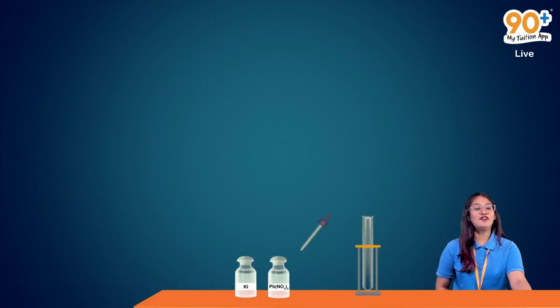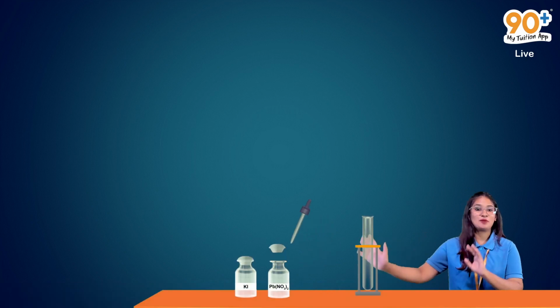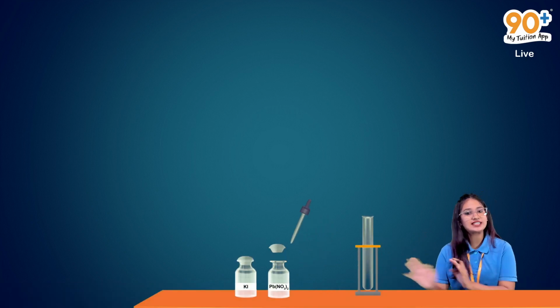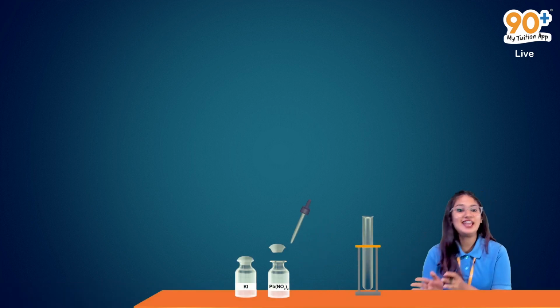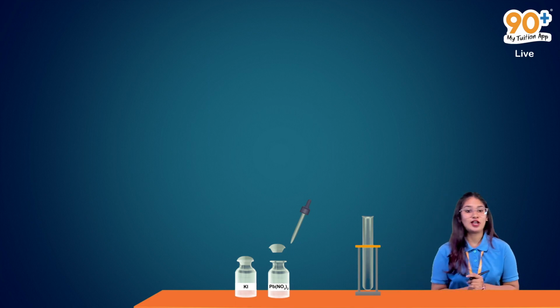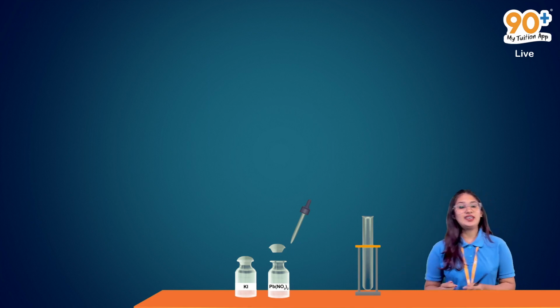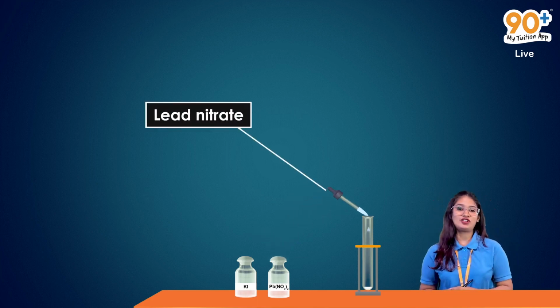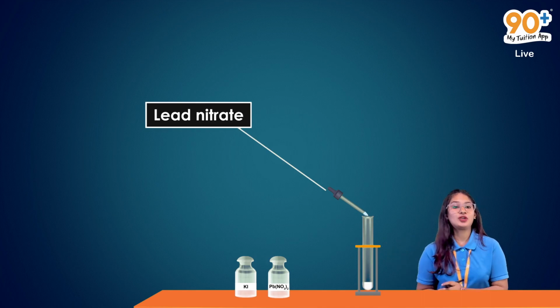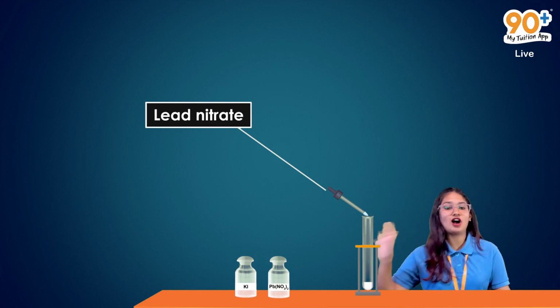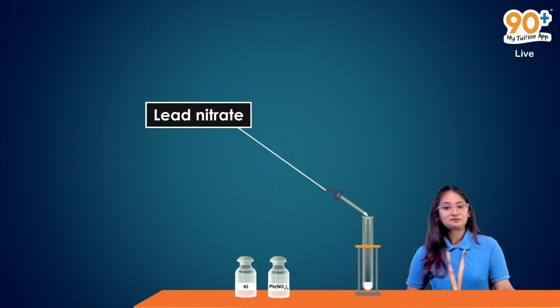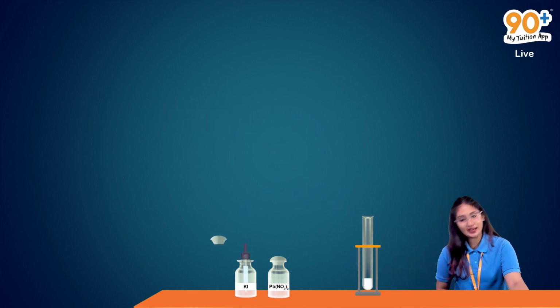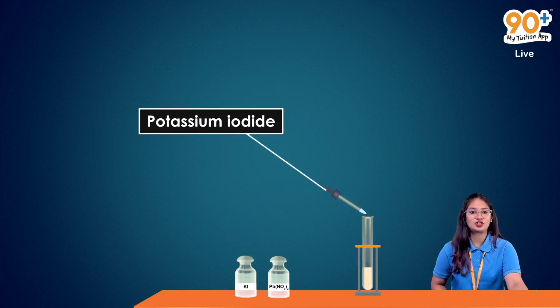Ta-da! First, I have potassium iodide solution. You can see it is colorless. Then I have lead nitrate solution. That is also colorless. First, I'm taking a few drops of lead nitrate and pouring into a test tube. Then, I am going to add another few drops of potassium iodide. We'll add potassium iodide into the very same test tube.